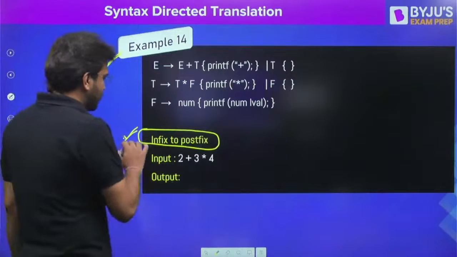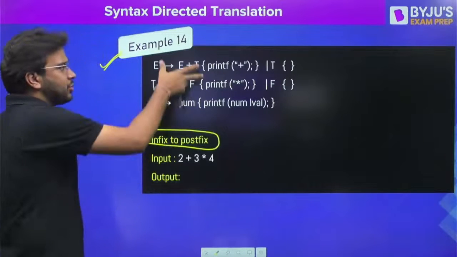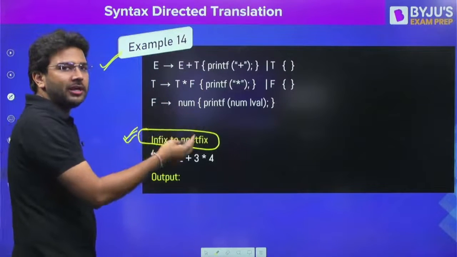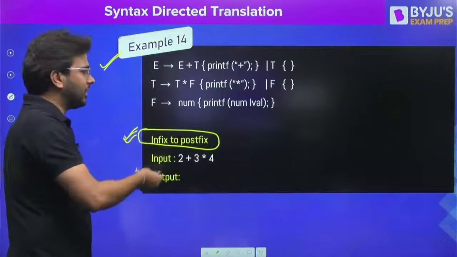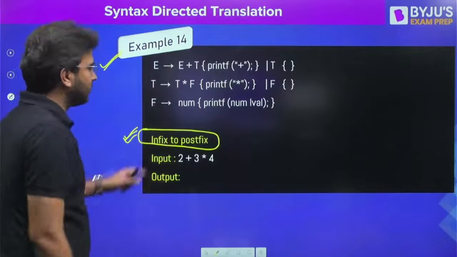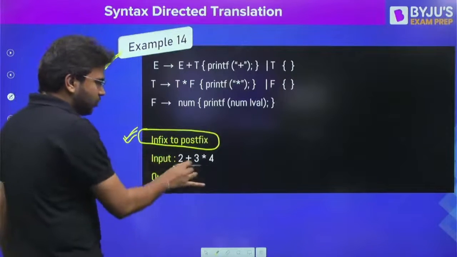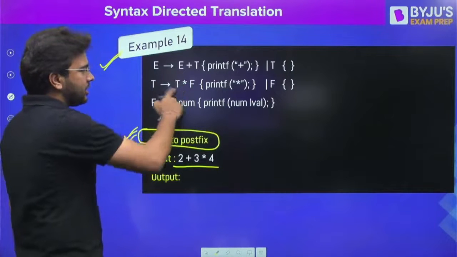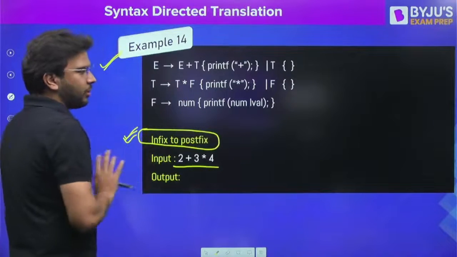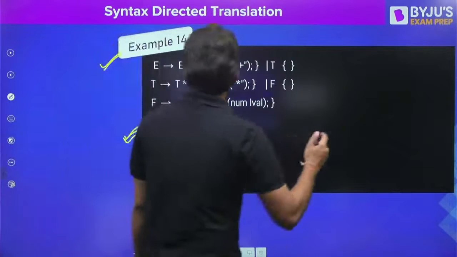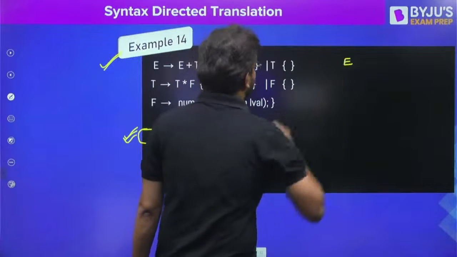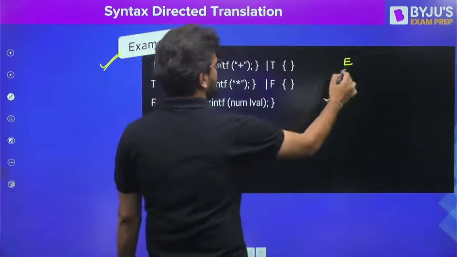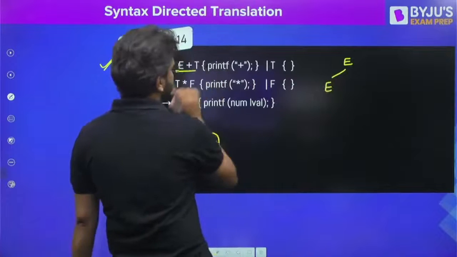Fine. So now let's talk about this infix to postfix. That means using SDT, there are many functionalities. We are going to see one of the functionalities here. So here we have this input 2 plus 3 into 4. Now on the basis of this given SDT, we are going to find the output. So it is very simple. Again, you have to make the tree here. So first, from E we can derive E plus T.